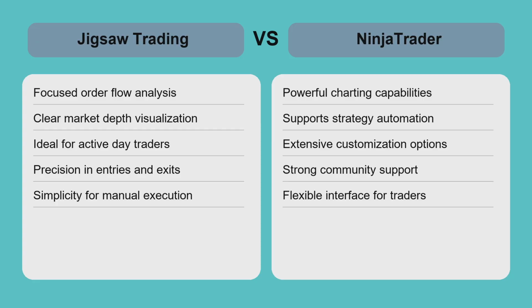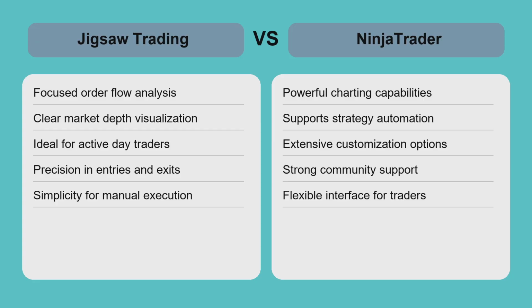Jigsaw excels in providing clear, actionable market depth insights, perfect for discretionary traders prioritizing precision. NinjaTrader offers a wider toolkit including automation and advanced charting, ideal for traders looking to build complex strategies and automate execution. For example, a day trader relying on volume footprint charts will prefer Jigsaw's specialized tools, while a swing trader using algorithmic signals benefits from NinjaTrader's versatility.